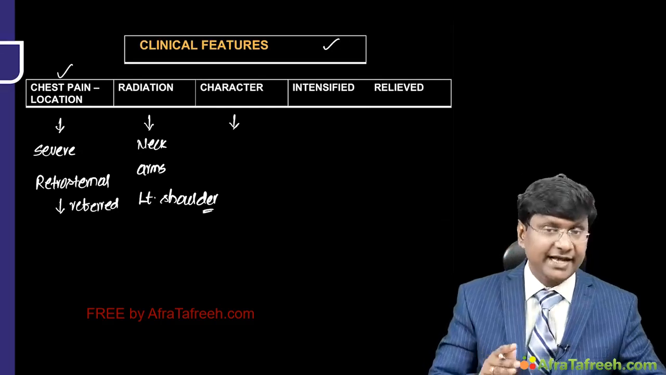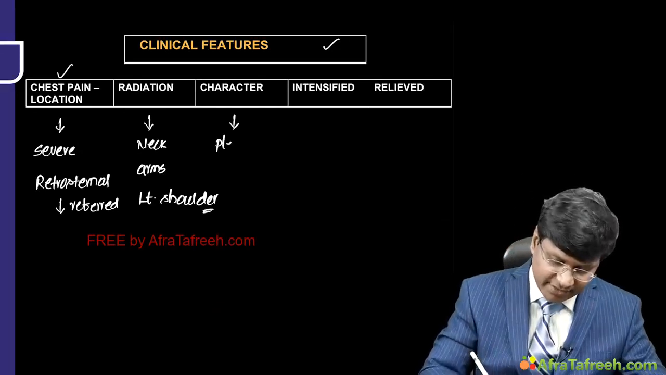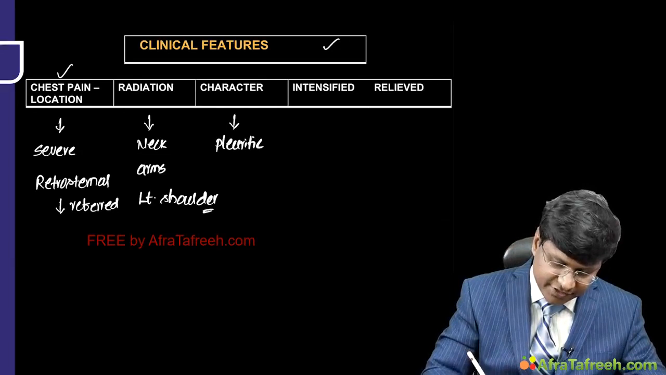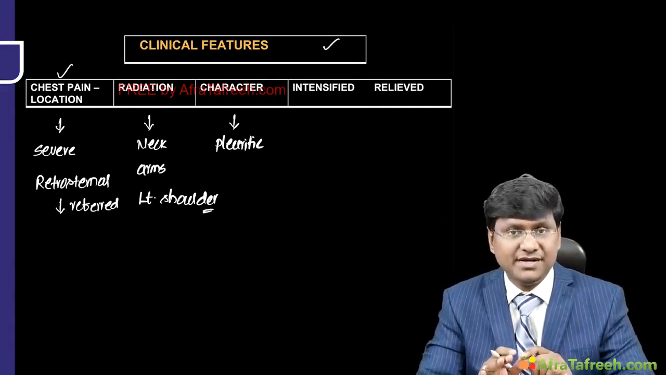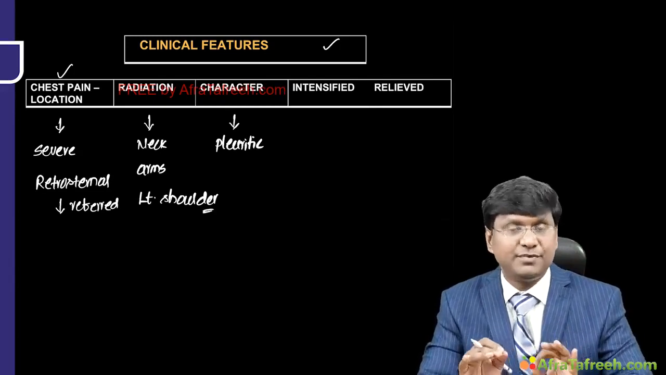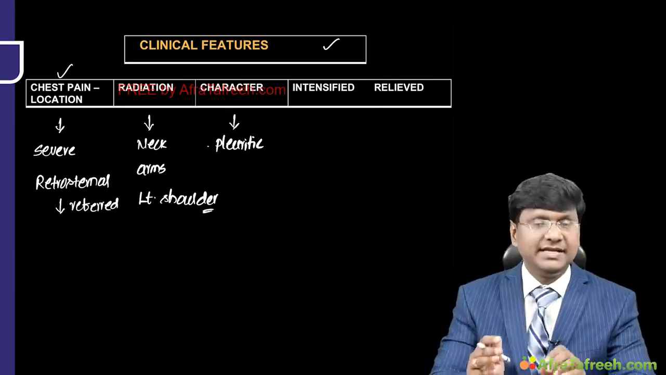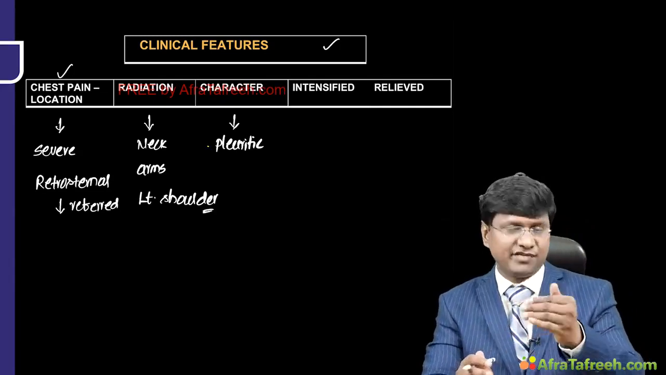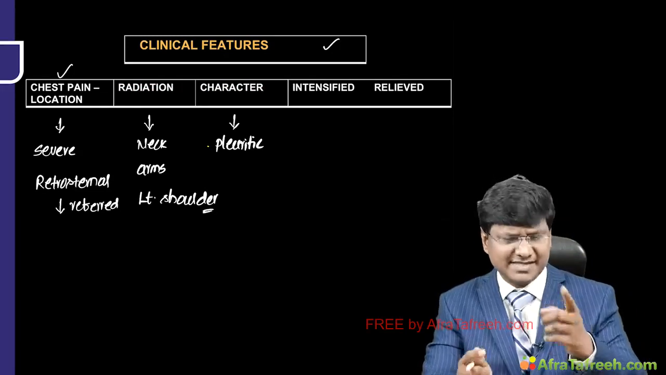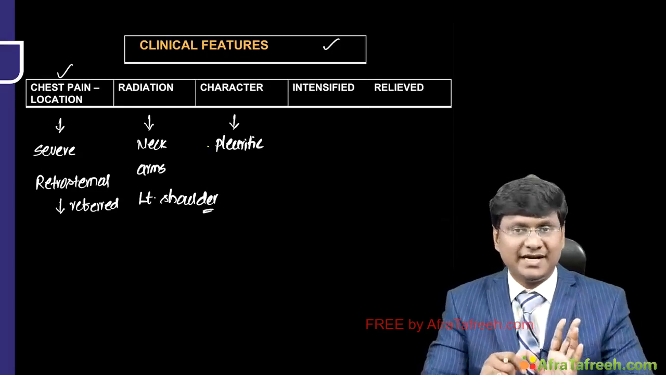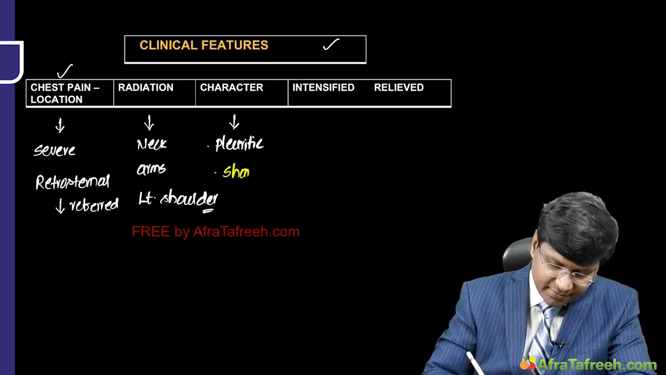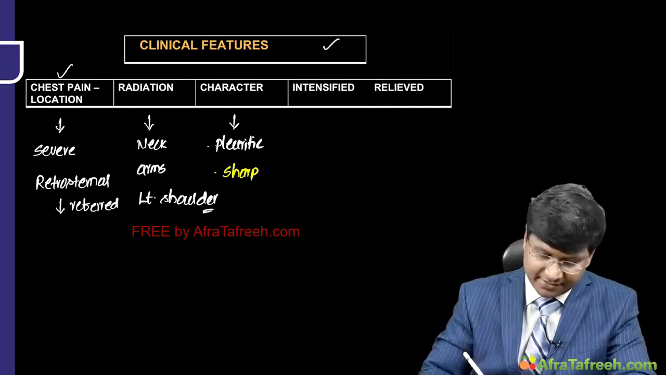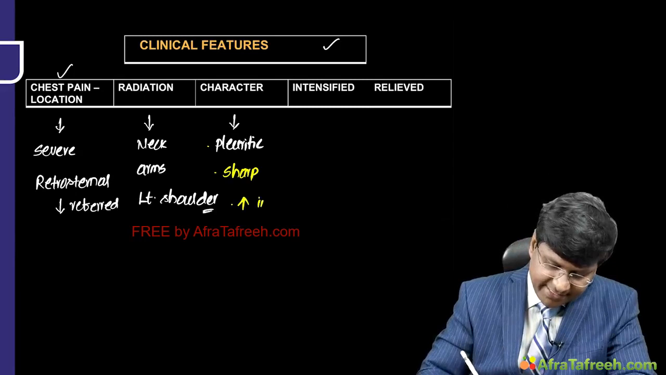If you take the character of the pain, it is the pleuritic type of chest pain, where you have inflammation of the pleura as well. In case of pleuritis, what will be the character of the pain? The same pain you have even in case of pericarditis. This pleuritic type of chest pain will be a very sharp pain, and it is aggravated by inspiration.